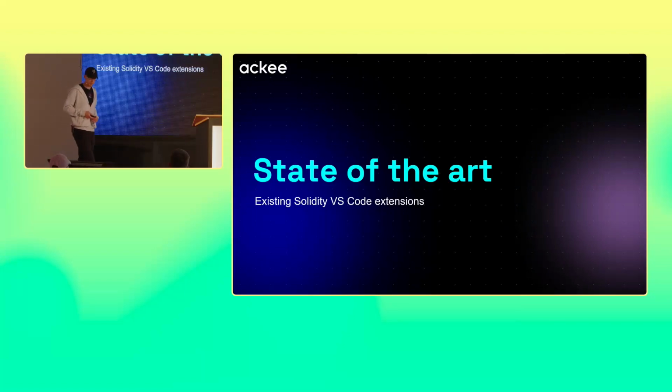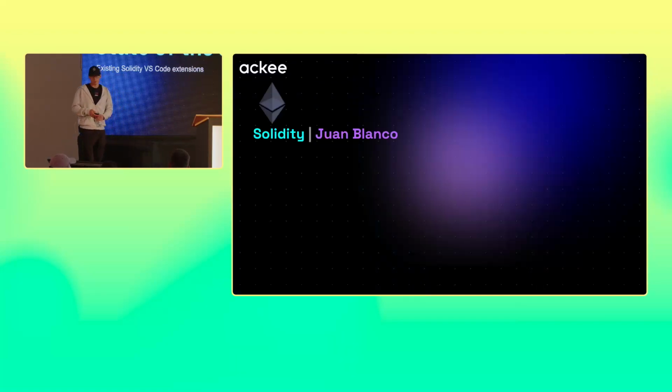Okay, now let's take a look at the existing VS Code extensions which are available on the market. So the first one is Solidity by Juan Blanco. It's like a golden standard in the space. It's the most popular extension for developing in Solidity. It has more than 1 million installations.